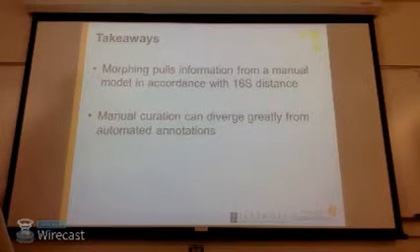But ultimately, I think the bigger takeaway for me from this section is the idea that we have to be careful about what we take from automated curation, because there's no guarantee that what we take is going to be real information rather than misinformation, and that they can really diverge from one another. So with that, I want to go into my final conclusions for this talk.